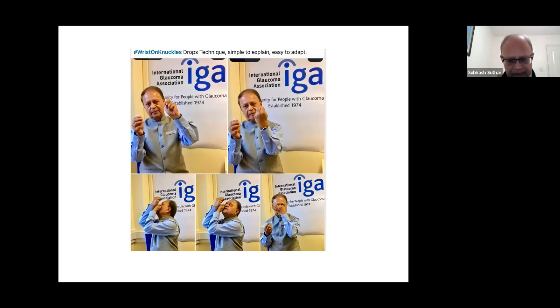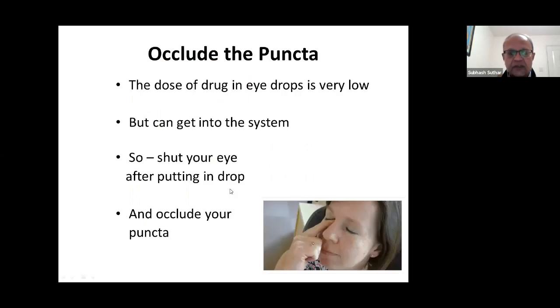You just press it there gently for about half a minute or a minute, and that will prevent the liquid going inside your system. What we call in medical terminology is occlude the puncta, or close the tear duct. The dose of the drug in the eye drops is low. It can get into the system. So shut your eye after putting in the drop.